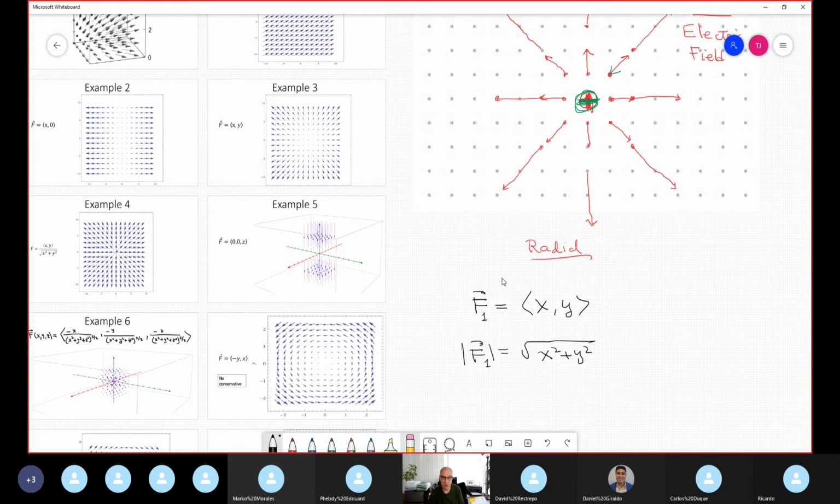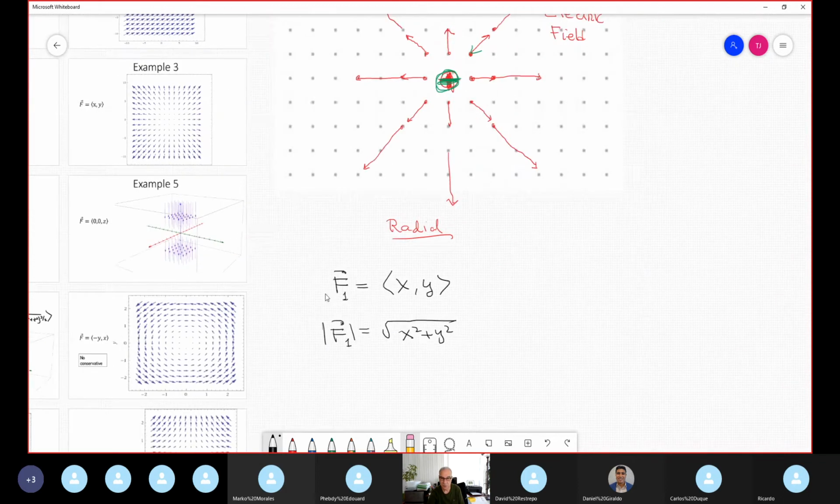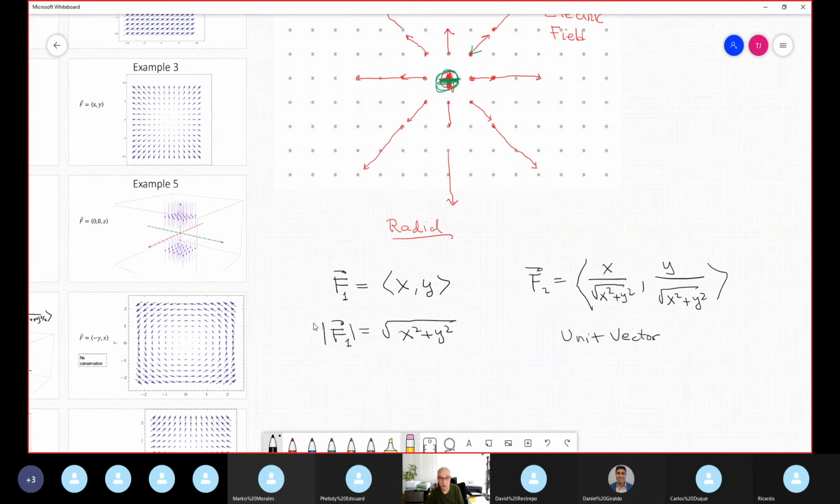And suppose now that we create another vector field I want to call F2, vector field 2. Que es, well, is the vector field que is x divided by square root x squared plus y squared, comma, y divided by square root x squared plus y squared. So the only thing I did was divide by the magnitude. Entonces, I suppose that this is a unit vector, no? The original vector is not a unit vector.